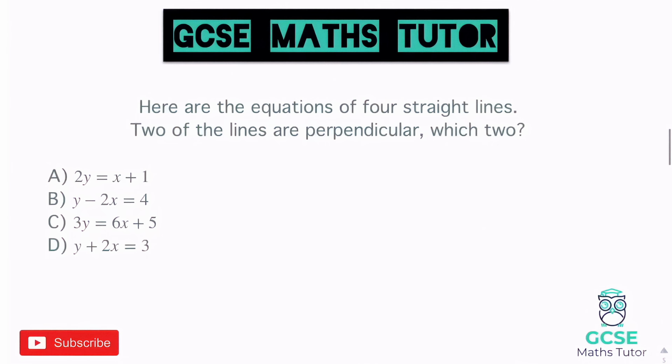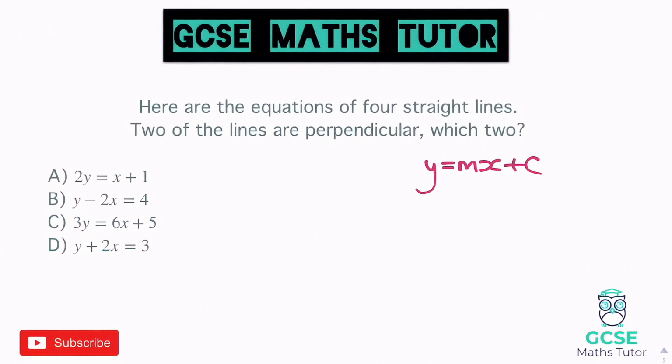Okay, so what we're going to have a look at is some equations of lines where it isn't in the form y equals mx plus c. So whenever we're looking at lines, we need it to be in this form here. Now it can be written in other forms, we can use them perfectly fine, but in order to compare them and in order to find out the gradient, it needs to be in this form here. So looking at this question, it says, here are the equations of 4 straight lines. 2 of the lines are perpendicular, which 2?